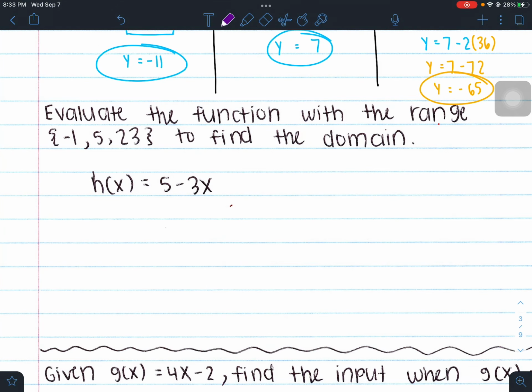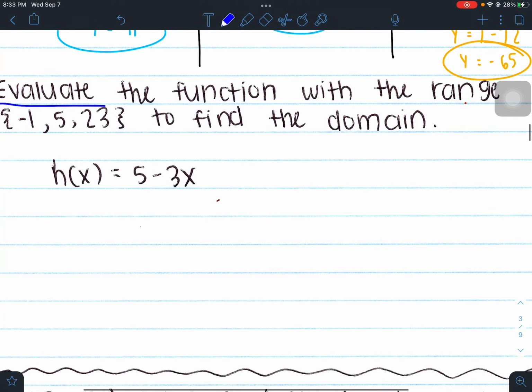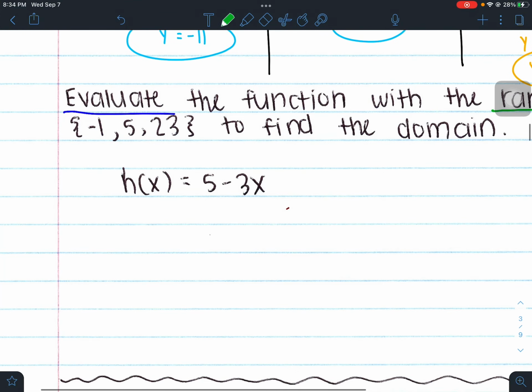Evaluate the function with the range -1, 5, 23 to find the domain. And then you're given the function h of x equals 5 minus 3x. Now, you're asked to evaluate again, so we're probably going to be plugging something in. But this time we're evaluating the function, and we're given the range of -1, 5, and 23.